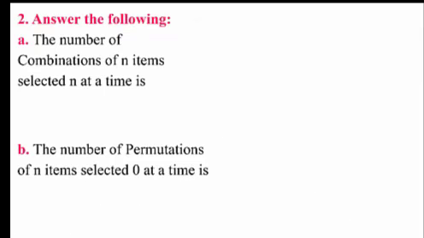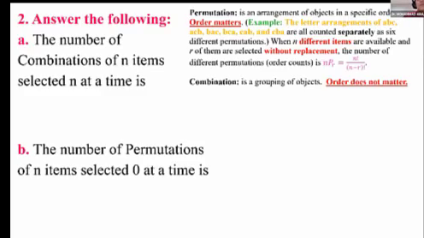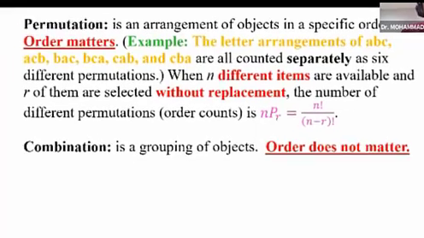Answer the following. The number of combinations of n items selected n at a time is B. The number of permutations of n items selected 0 at a time is. We do have a specific definition. So first, let's discuss the definition of permutation and combination here.